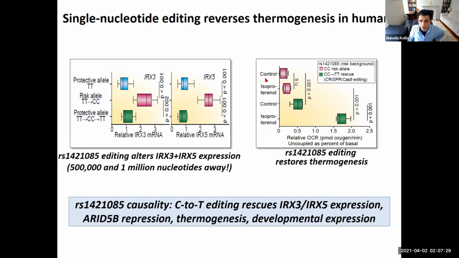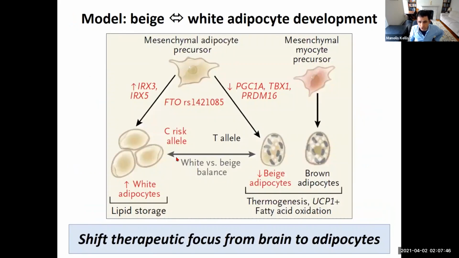And then we can go from the risk allele to the protective allele by changing that C into a T, restoring the AT-rich motif, and then boom, the process of thermogenesis measured by oxygen consumption rate is in fact completely restored at the cellular level. So that allows us to now understand the mechanism underlying this SNP, okay?